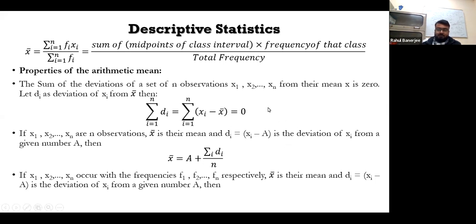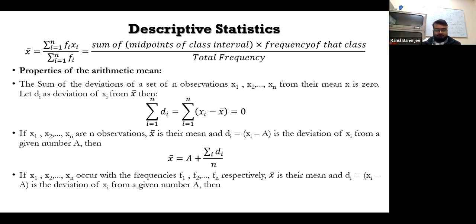Why does it happen? Because some of the observations will be less than the arithmetic mean and some will be greater than the arithmetic mean. The arithmetic mean is somewhere in the center. If you sum the deviations of the observations which are less than the mean, you will have a negative value. And for those observations which are greater than the mean, if you sum them, you will have a positive value. If you add all this, the negative and the positive values get cancelled.